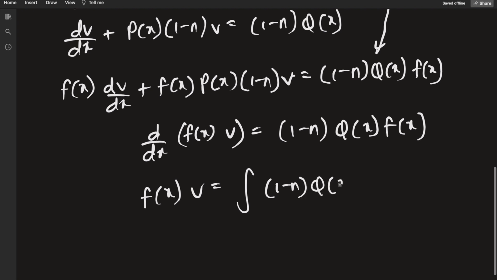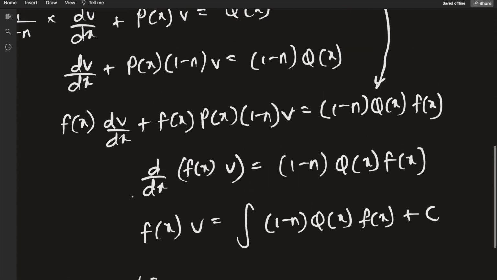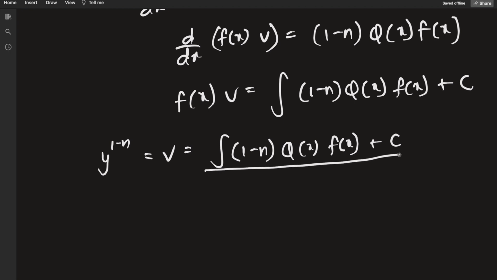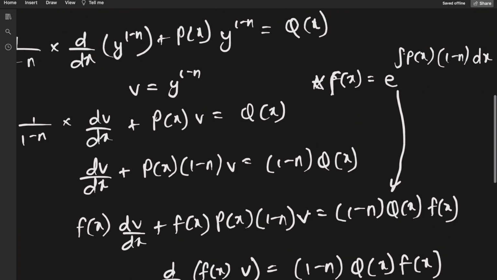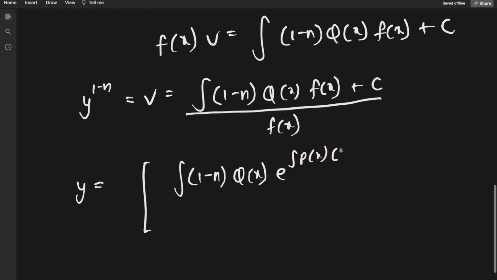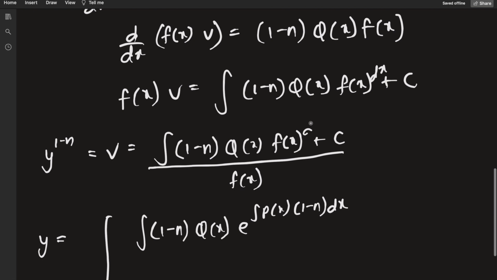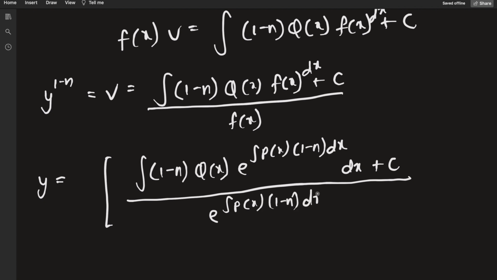The result is the integral of 1 minus n times q of x times f of x dx, plus a constant of integration c, and v, which was y raised to 1 minus n, is the indefinite integral of this divided by f of x. So y is finally, I'm just going to sub f of x in. f of x was, I believe, e raised to the integral of p of x times 1 minus n dx. I forgot the dx in places here. dx here, dx here, plus c, divided by e raised to the integral of p of x times 1 minus n dx.